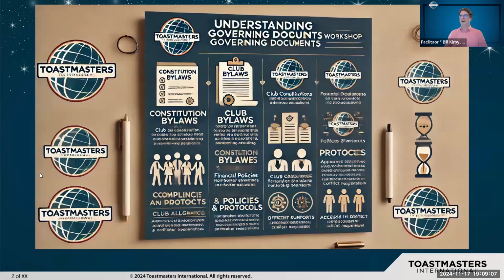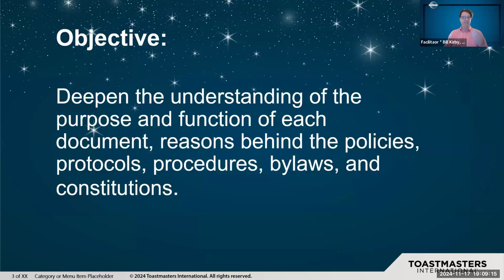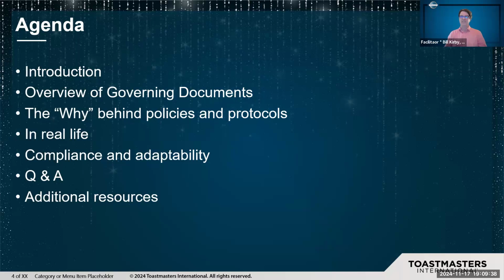So if we get started, understanding the governing documents, we're going to talk about a few different things. First, an objective. The objective tonight is to deepen our understanding of the purpose and function of each document, the reasons behind the policies, protocols, procedures, bylaws, and constitutions, in particular the club constitution. What we're going to look at tonight in order is an introduction to the subject, an overview of the governing documents, the whys behind policies and protocols, a couple of real life examples, compliance and adaptability. Then we're going to have some formal question and answer, and I'm going to give you some resources, okay? And we'll get to that.